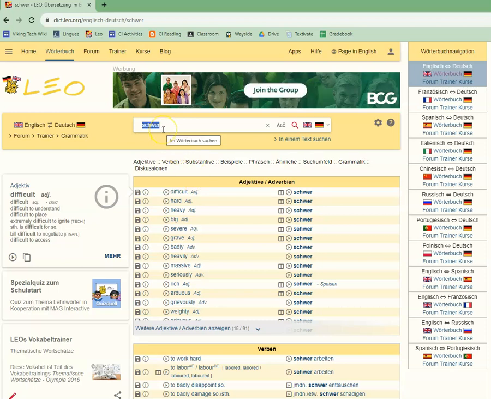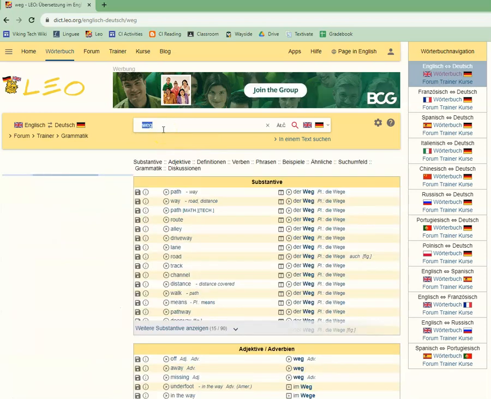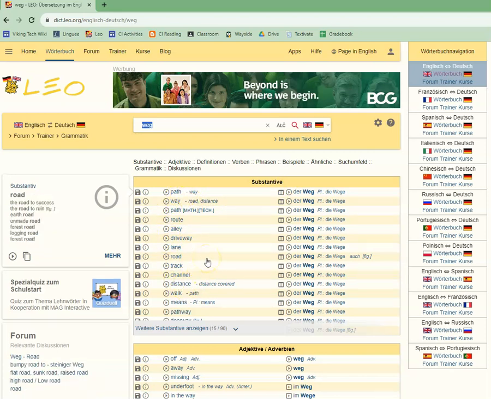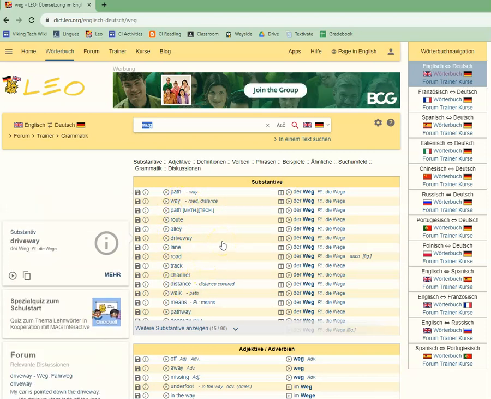So let's try another one. Let's try weg. All right, this one's interesting because up here I see weg and I also see weg down here. What's the difference? Here I notice that these are capitalized and they're all ders. So I know that these are nouns, Substantiva here. You see the title? That means nouns in German. Here I've got the nouns: path, a way, a route, an alley, a driveway. So it's like something that's leading me somewhere, right? A path, a route, a lane, a road, something like that.